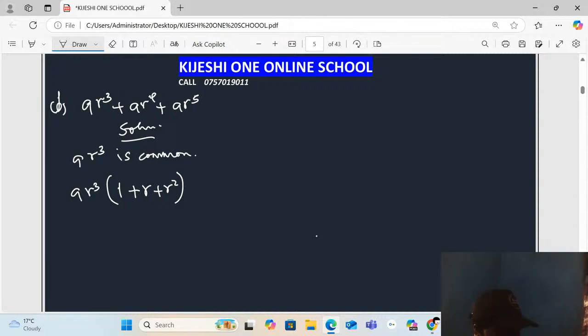If you want to check your answer, you simply open your brackets. So ar cubed times 1 gives ar cubed. Then ar cubed times r, you're only going to add another r, so you have ar power 4. Then ar cubed times r squared, we get ar power 5, adding the powers. Good. So that is it.